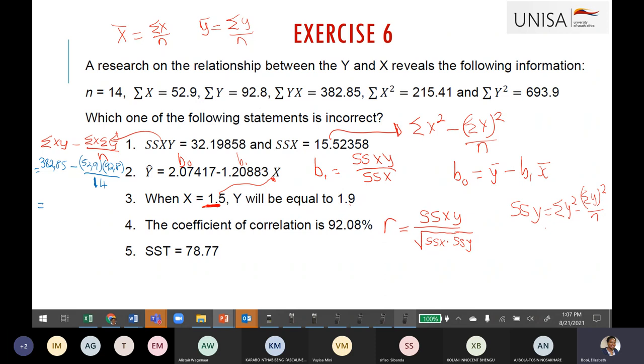On this side, where we have the summation of X squared, which is 215.41, minus the sum of X, which is 52.9, squared, divided by 14. And then you go and find the answer for this. That will be the sum for that one. And then here on the mean, you just need 52.9 divided by 14 and 92.8 divided by 14.